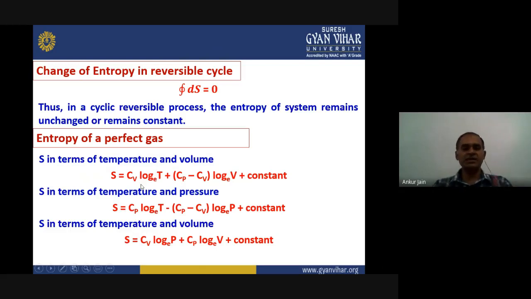S is given by Cv log T plus (Cp minus Cv) log V plus a constant. Then in terms of temperature and pressure, it is given by S equals Cp log T minus (Cp minus Cv) log P plus a constant. That is again an integration constant. In terms of pressure and volume, it is S equals Cv log P plus Cp log V plus a constant. That is again an integration constant.